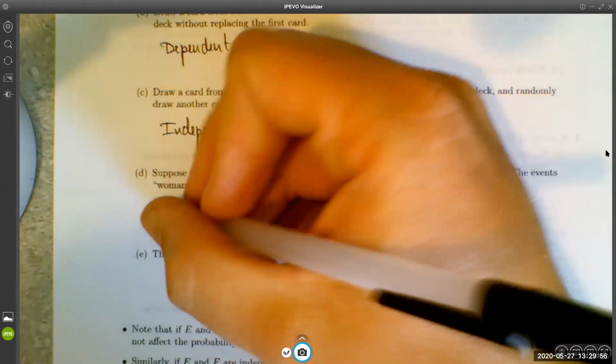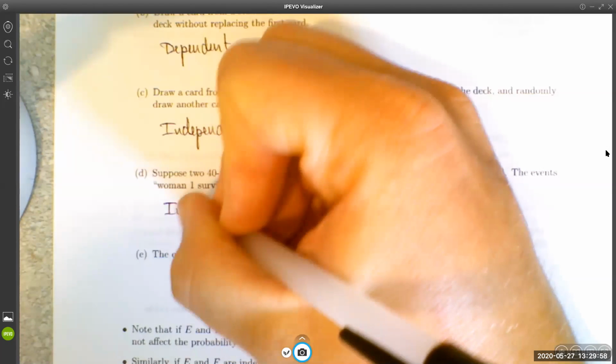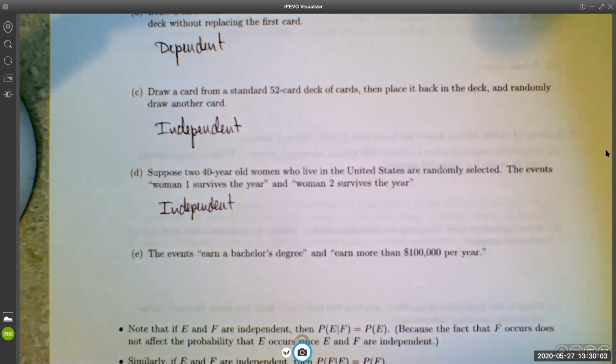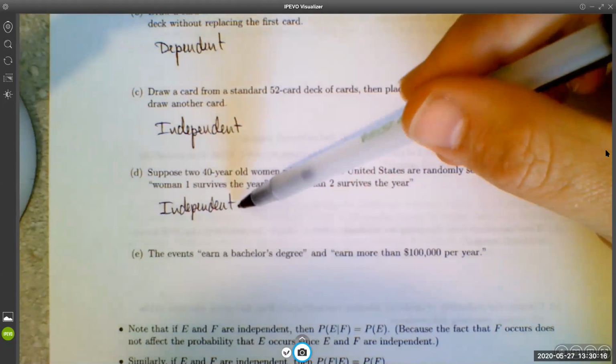These would be independent events. The first woman living or dying has no bearing on whether or not the second woman is going to live or die, right? They're independent of one another. Unless maybe it's like the first woman crashes her car into the other woman or something like that, right? But no, they're independent events.